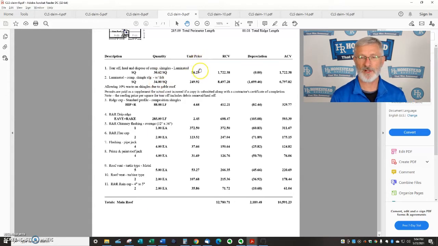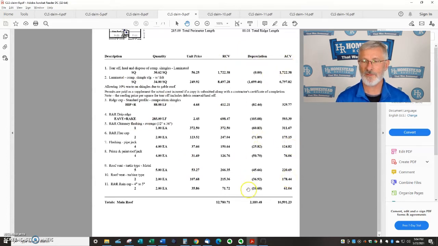Then over here is the unit price. This is what they're paying for this particular line item unit. So $56.25 for each square, times 30.62 squares, and that's the total. This is the RCV, the total amount that they're paying. Here's the depreciation amount. You can see this is just a service, it's not materials, so they're not depreciating it at all. This is the actual cash value that they're including in the first check. That's the way it works all the way down: you've got your RCV amount, your depreciation, and your actual cash value.